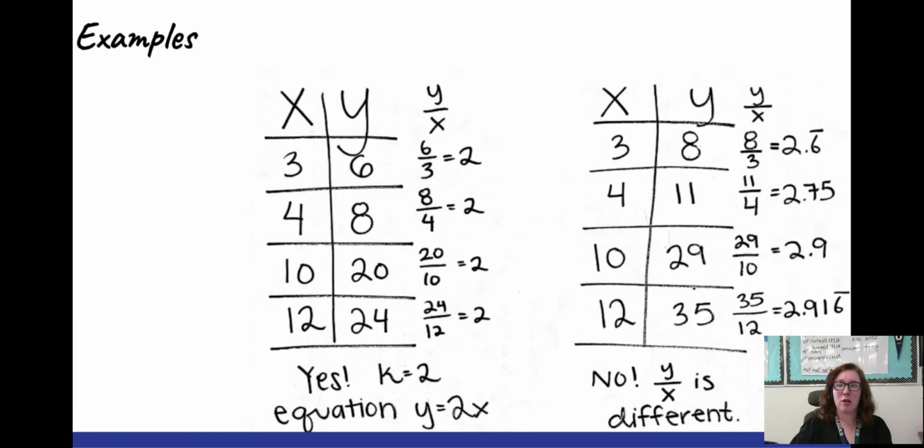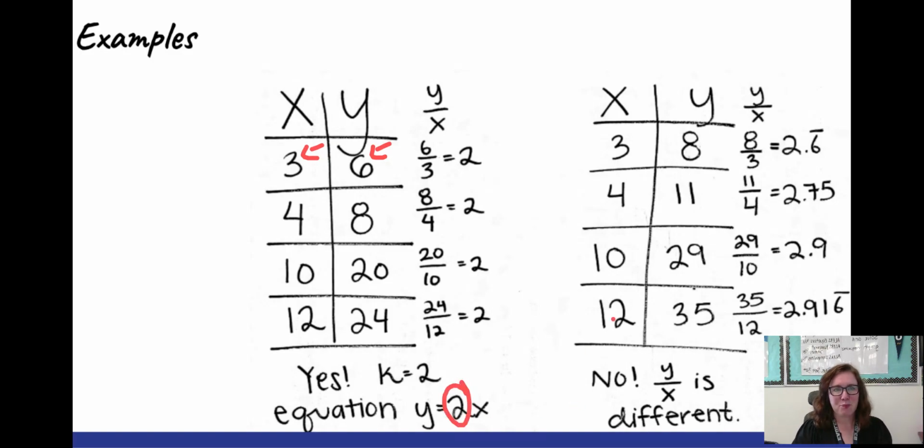There we go. So let's look at some examples. Here, I write the fraction y over x to remind myself it's the y value divided by the x value. We make this fraction, simplify it. If it's the same every single time, then yes, it's proportional. The constant of proportionality is 2. In fact, we can even write an equation. It's just y equals whatever number you just got with an x next to it.